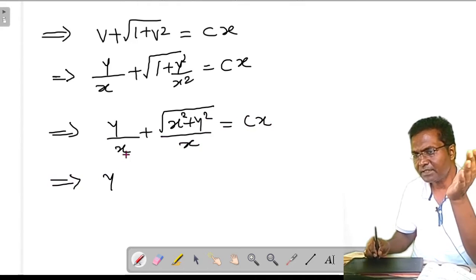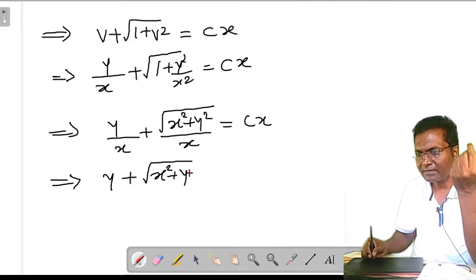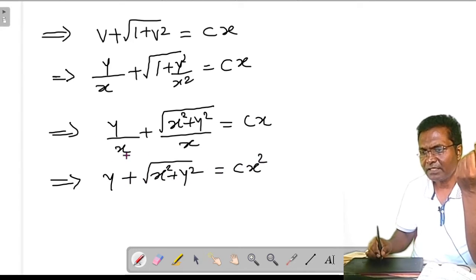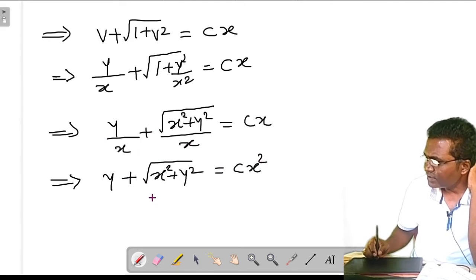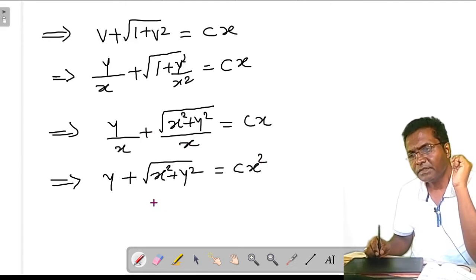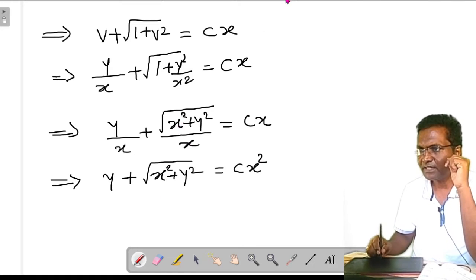Or you can transfer this x this side, multiply by x, which means you will get y plus square root of x square plus y square is equal to c x square. Okay, this x square is transferred to the right side. So this is the general solution of the given differential equation. So let's have another example.